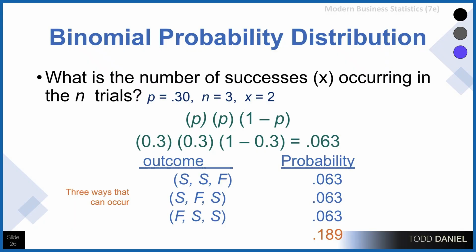But remember, there are 3 different ways that we could arrive at that outcome. The first 2 people make the purchase, the first and the third, or the second and the third, each of which has a probability of 0.063.